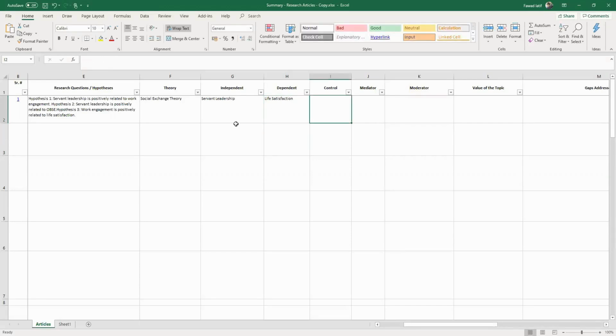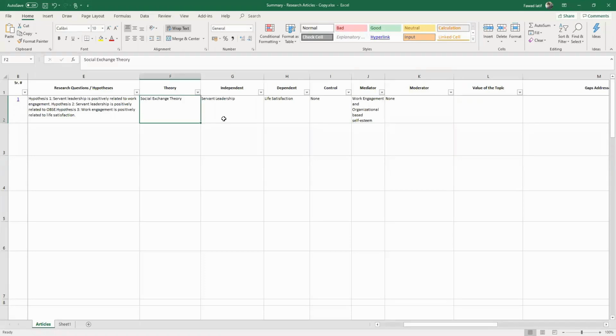There were no control variables mentioned in the model, but there were two mediators. One was work engagement, and the other one was... There were no moderators, so we leave it blank. Let's write none here.